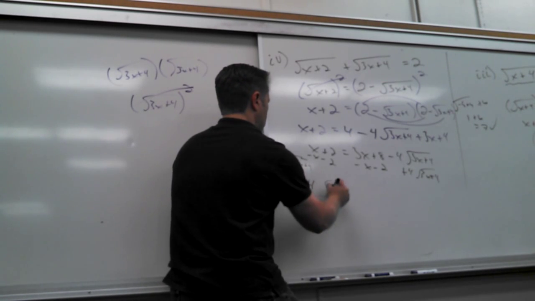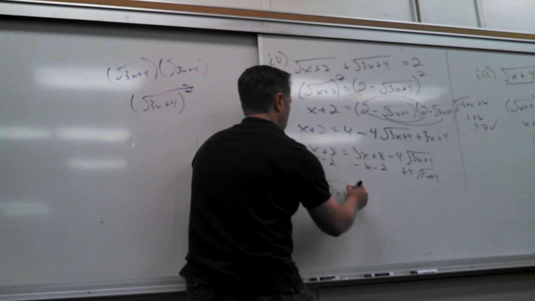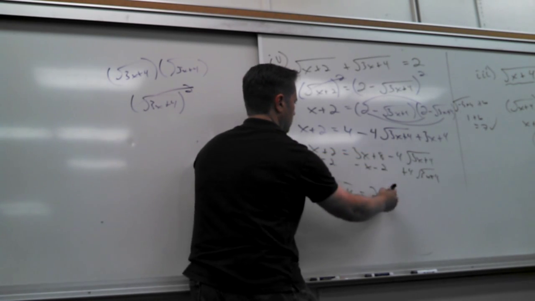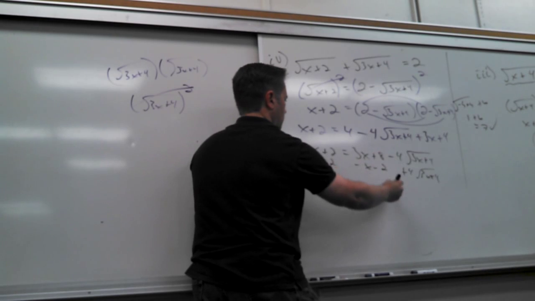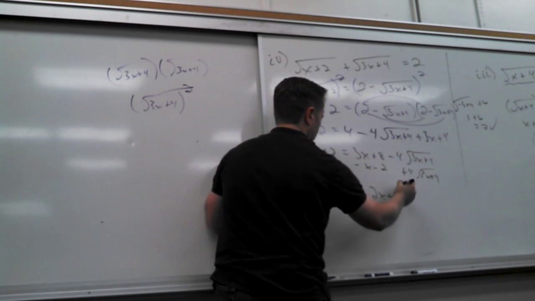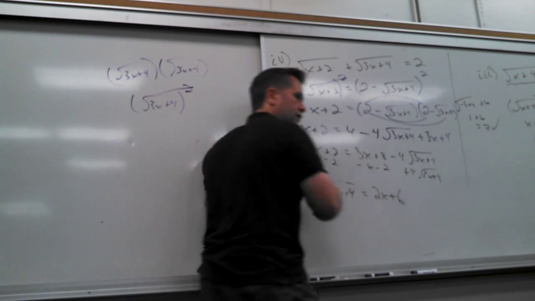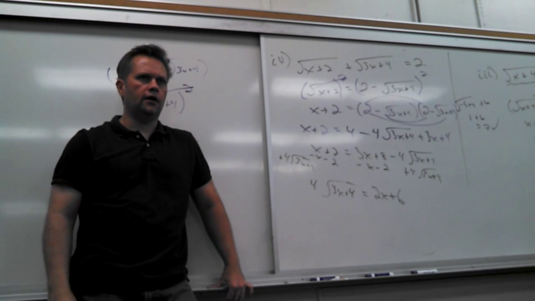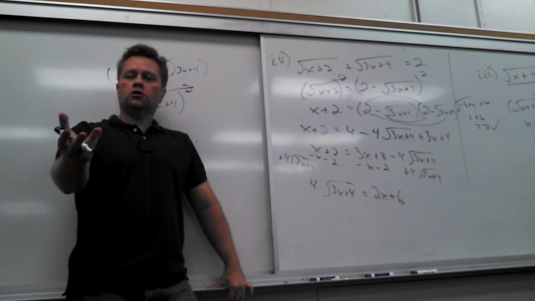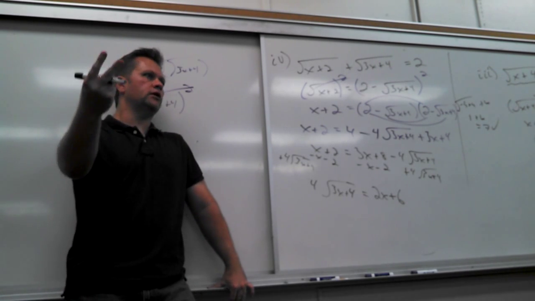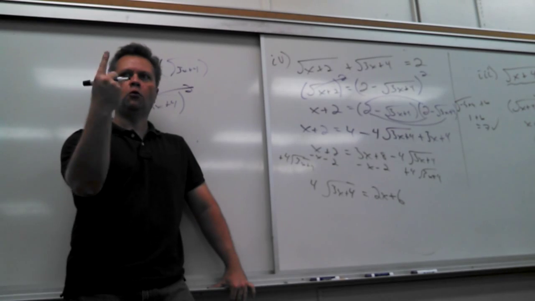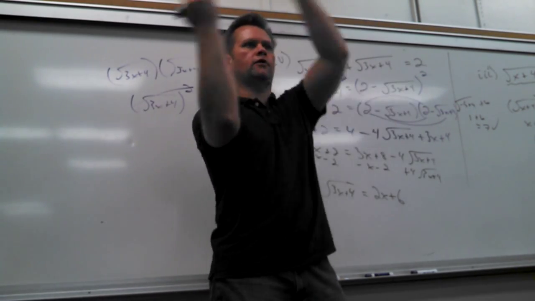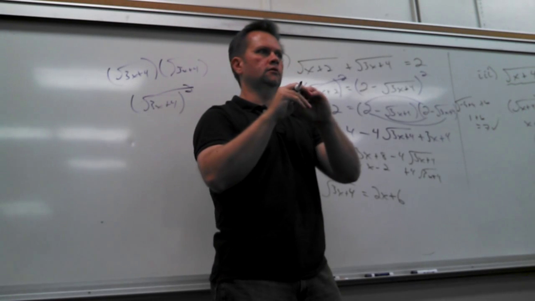So I get 4 of these, and I moved over, and then I get 2x plus 6. Just say it. I just want to make sure you guys are actually mentally engaged a little bit. So this is what you should expect. If I have 2 radicals, I'm going to have to square twice. When I square once, I'm going to get another radical in the middle of all this. So I got to get all this out of the way, get the radical by itself, and then square again.